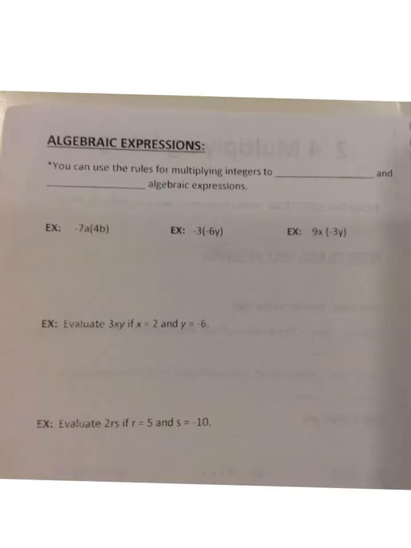Turn the page. Make sure you have the following notes in front of you. Algebraic expressions. You can use the rules for multiplying integers to simplify and solve algebraic expressions. For examples 1, 2, and 3 down below, we are going to be simplifying these expressions using the integer rules for multiplying.